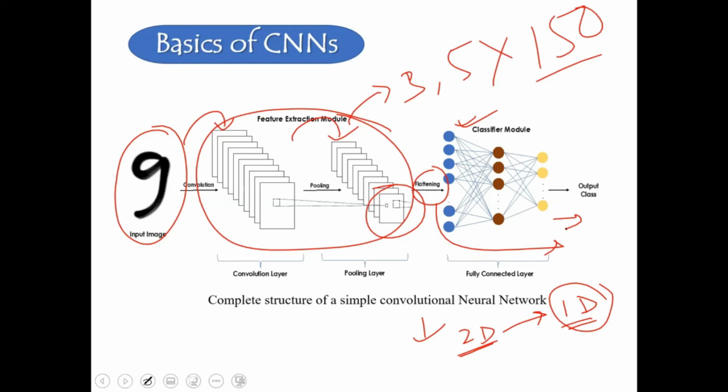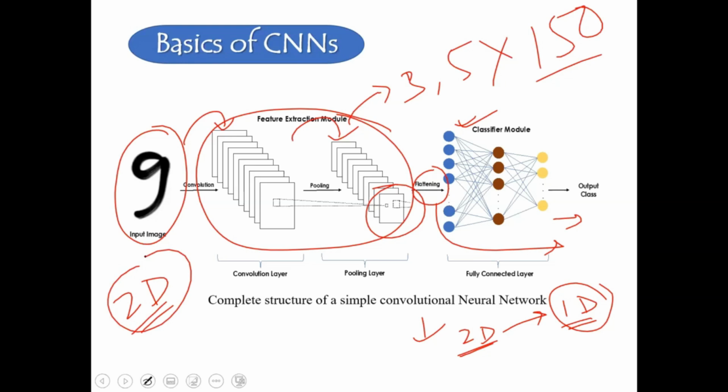Sir, hello. Could you please explain the last flattening part? Yeah, flattening. As we studied, in the case of convolutional neural networks, we are dealing with 2D matrices. Means we are dealing with matrices that are 2-dimensional, right? Because the images are arrays of pixels.